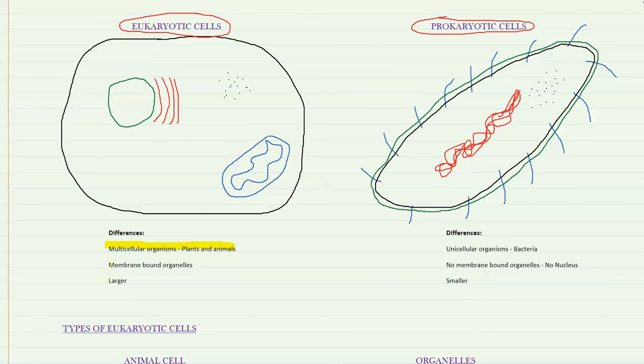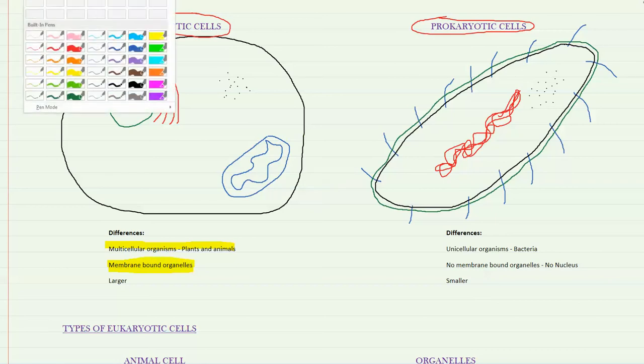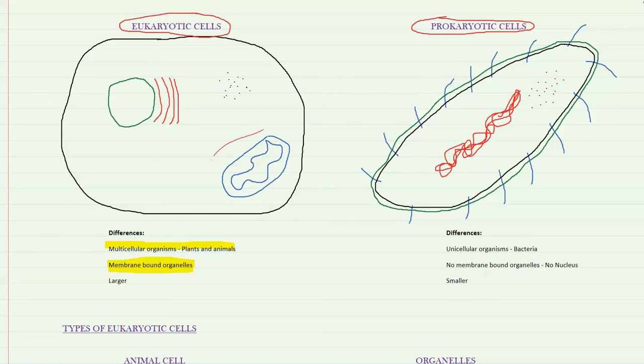You also must consist of membrane-bound organelles. So eukaryotic cells have membrane-bound organelles inside them, and that means that they have little organelles like we can see. I'll just highlight for you here and here.